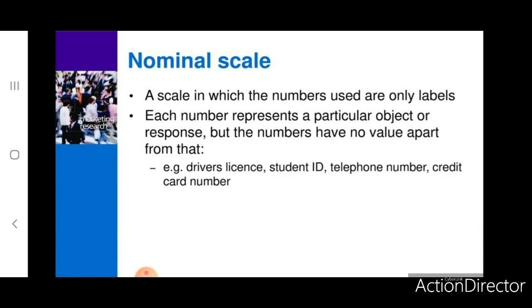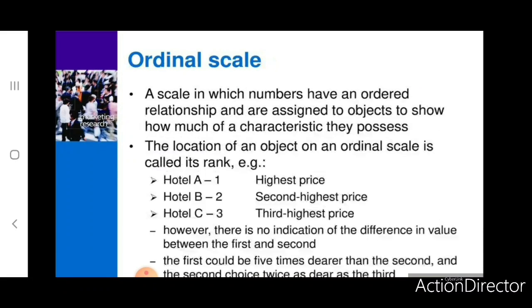At the nominal level of measurement, numbers or other symbols are assigned to a set of categories for the purpose of naming, labeling or classifying the observation. Gender is an example of a nominal level variable. Now the next one is ordinal measurement or ordinal scale.